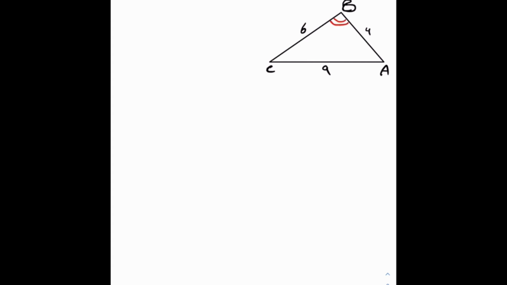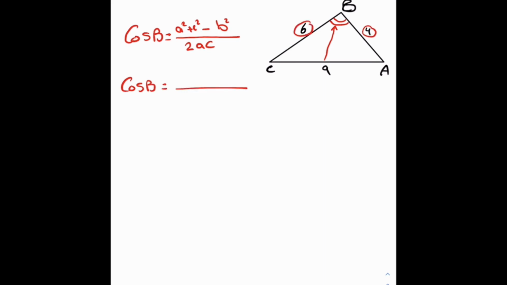How do I know that B is the greatest angle? Because it's opposite to the greatest side length. So I'm going to write that cosine of the angle B is equal to the sum of the squares of the two sides A and C minus the square of side B, divided by twice the product of A and C. So cosine B is equal to 6 squared plus 4 squared minus the opposite side squared, divided by 2 by 6 by 4.